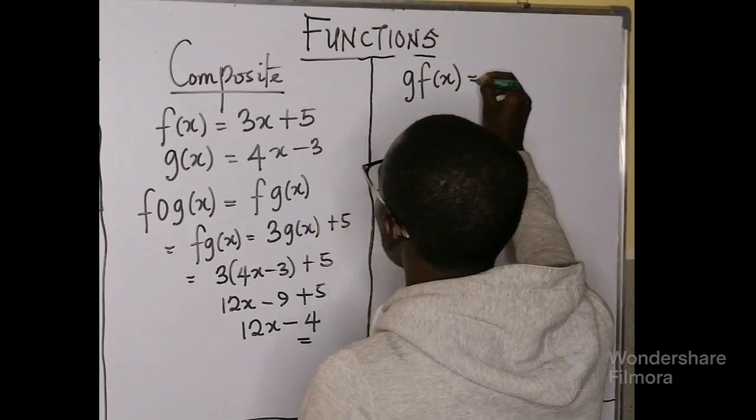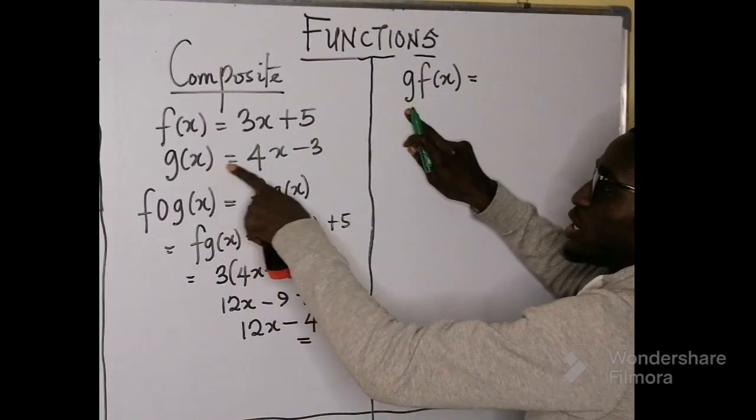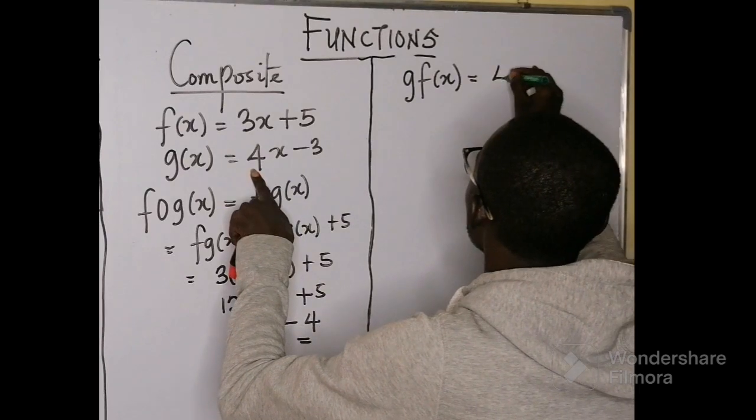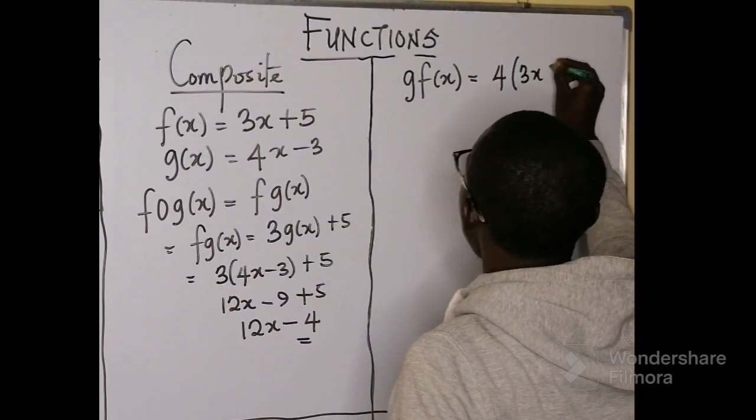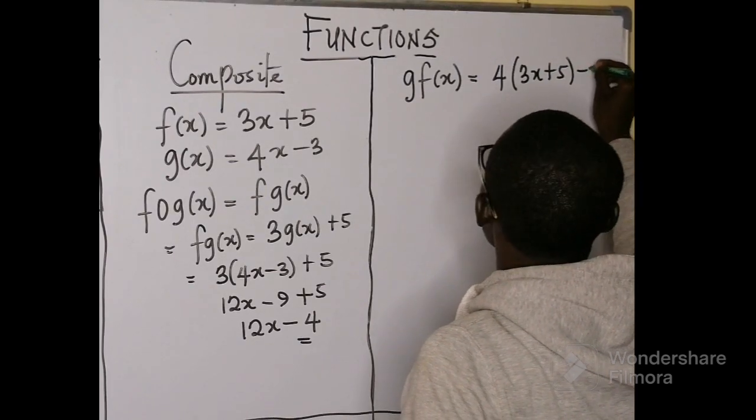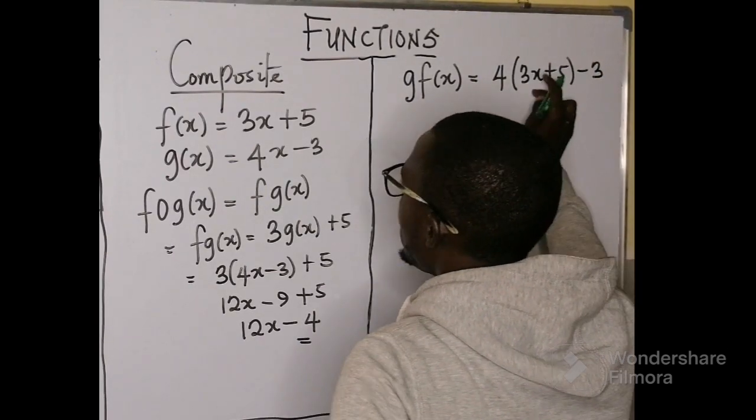You know what that means? That means wherever you see x in g of x, you replace it with f of x. That means 4, this is x, so x becomes f of x, which is what? 3x plus 5. Then we have minus 3. So 4 times 3x is what?